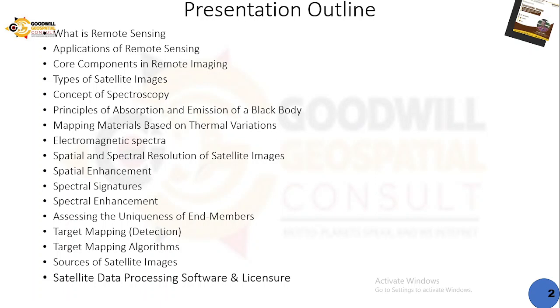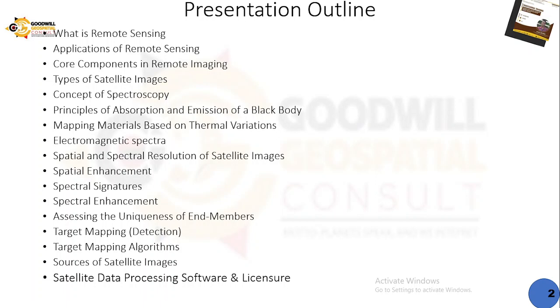We are also going to zoom into the concept of spectroscopy, how materials absorb and emit radiations, and also the black body effect, principally focusing on how to map materials based on their thermal signatures or their thermal variations.